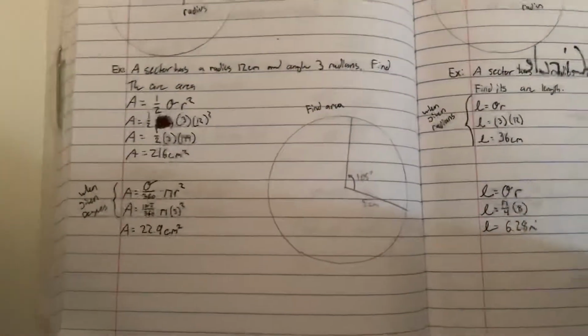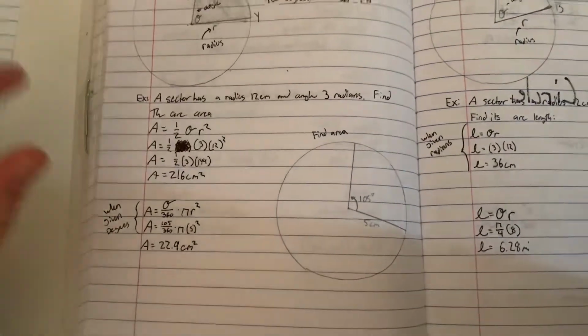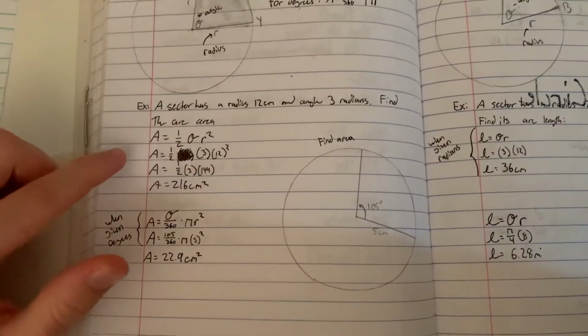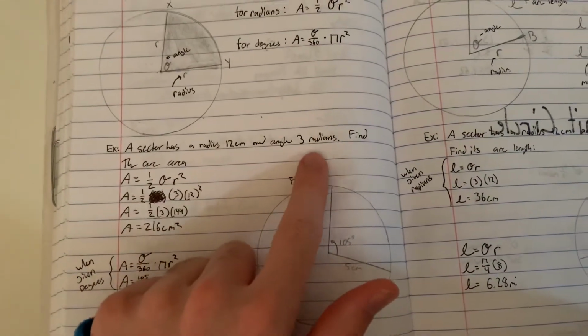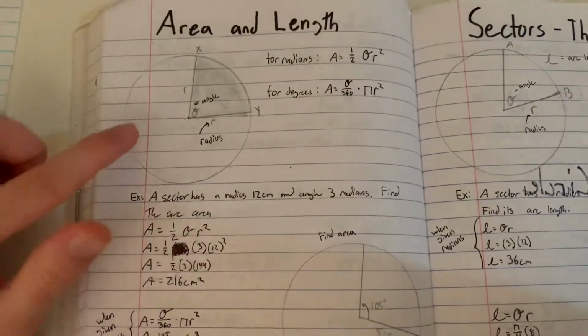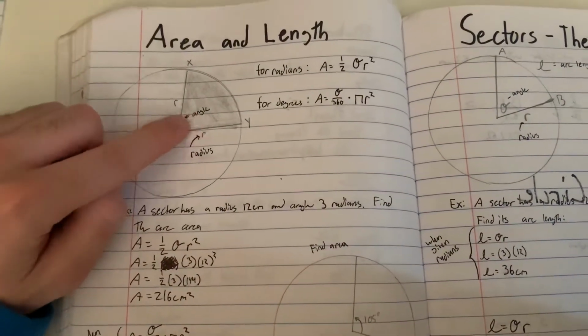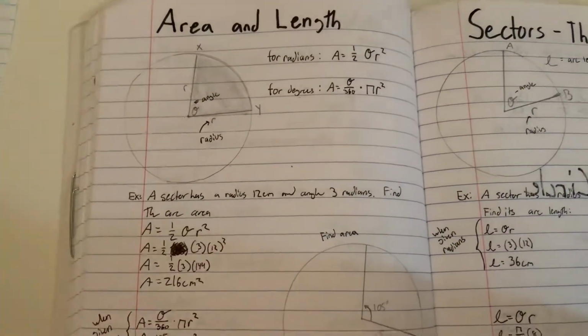Now, two examples of this, using one of each different type. The first, using radians, is: a sector has a radius of 12 centimeters and an angle of 3 radians. Find the arc area. Now, if we look up top again, we can imagine that this part right here is 3 radians, and the radius itself is 12 centimeters.